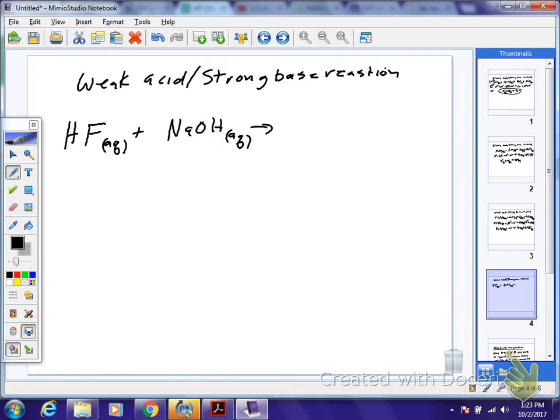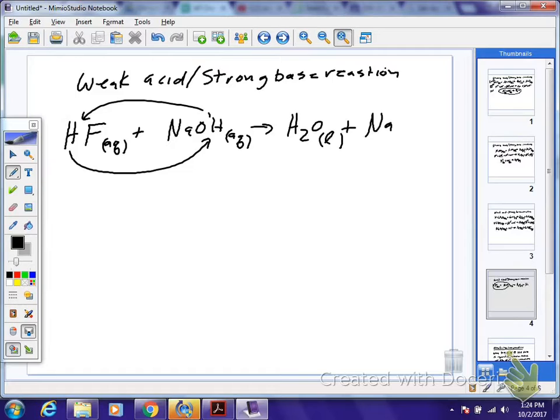So with this weak acid and strong base, and we know it's a weak acid because HF is not one of those six. Those six are HCl, HBr, HI, HNO3, H2SO4, and HClO4. When we do it the same way, we do a double switch. And so we get H2O liquid, and we get NaF. And that would be aqueous.